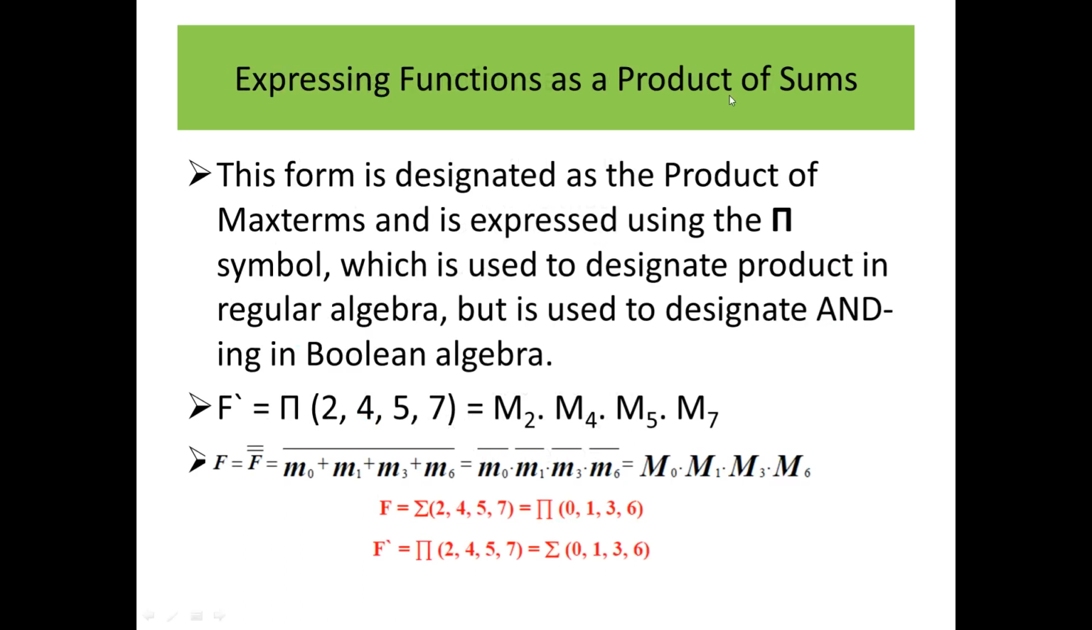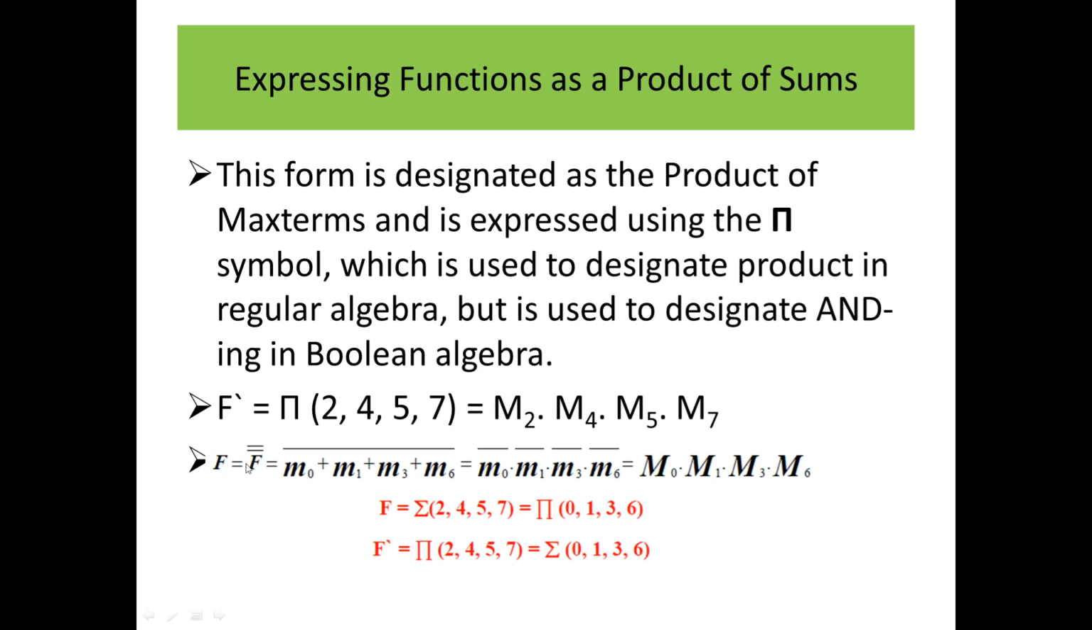Expressing functions as a product of sums. This form is designated as a product of Maxterms and is expressed using the pi symbol. For Maxterms, we use the pi symbol, which is used to designate product in regular algebra but is used to designate ANDing in Boolean algebra. f bar is equal to pi of 2, 4, 5, 7. That is, we use capital M. I had told you earlier, we use capital M to designate Maxterm, that is Maxterm 2, Maxterm 4, Maxterm 5 and Maxterm 7.